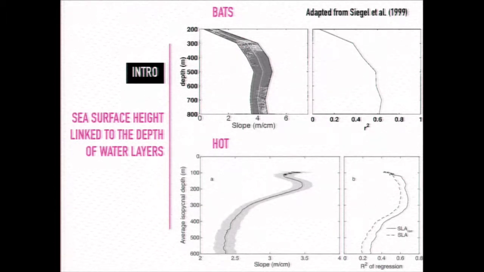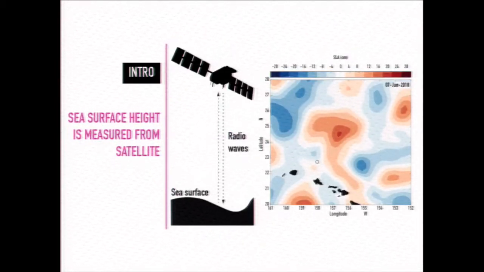I will go quickly on this one, but empirically this has been shown to cause changes of about 2 to 4 meters in the depth of these isopycnal surfaces for each centimeter of change in the sea surface height, both at the Bermuda Ocean Time Series already in 1999 by Siegel et al., and at the Hawaii Ocean Time Series in this analysis that I'm presenting here. So it's an important change in the depth of these layers.